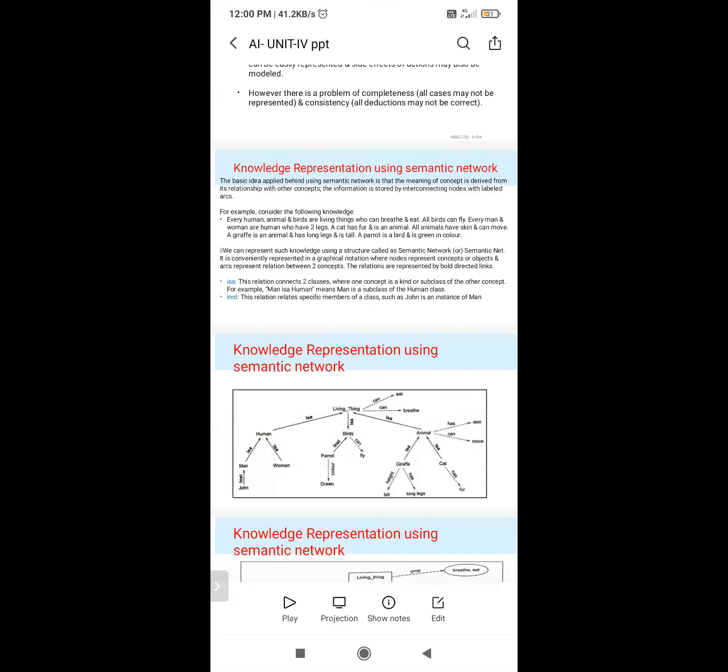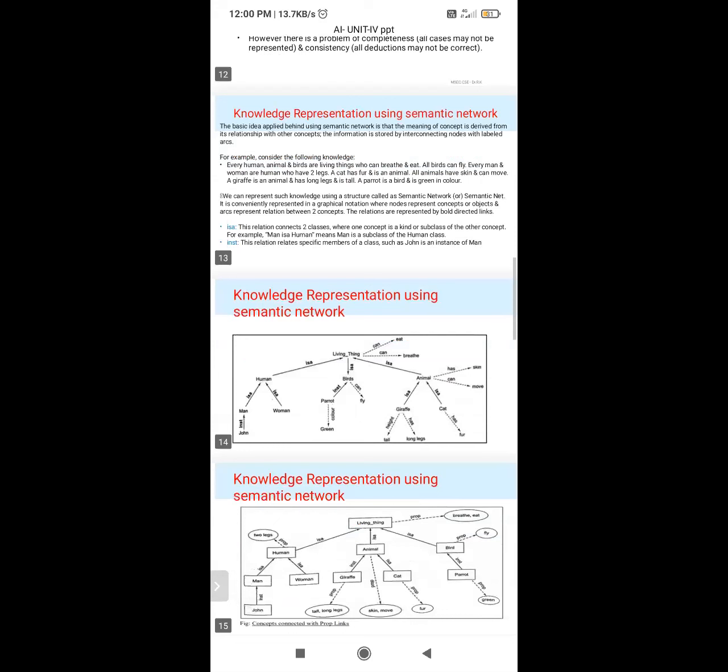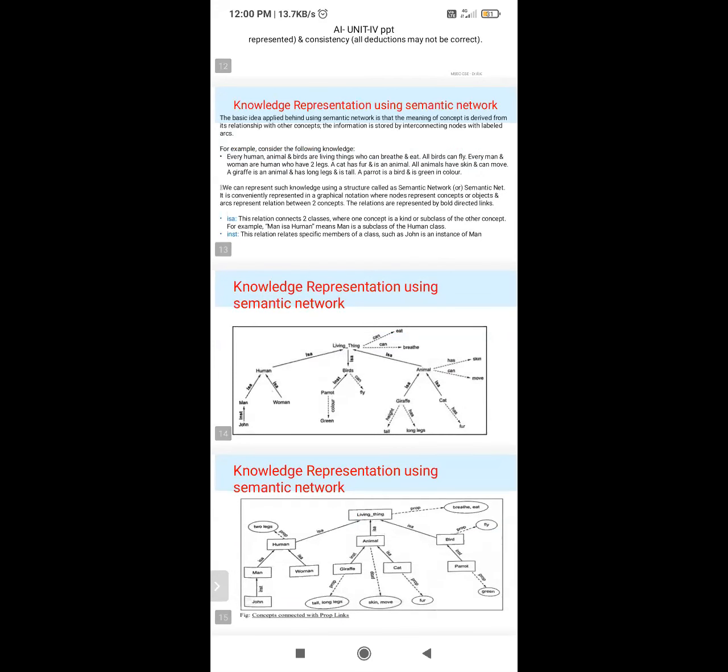So this is the knowledge given to us. Every human, animal, and birds are living things who can breathe and eat. All birds can fly. Every man and woman are human who have two legs. A cat has fur and is an animal. All animals have skin and can move. A giraffe is an animal and has long legs and is tall. A parrot is a bird and is green in color. So this is how to represent the knowledge using semantic network.